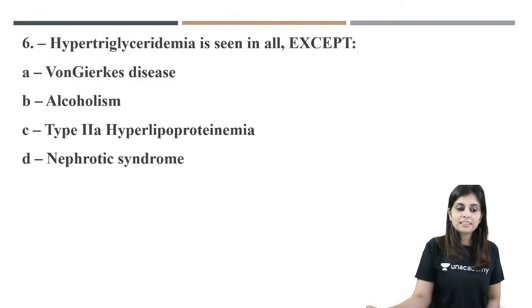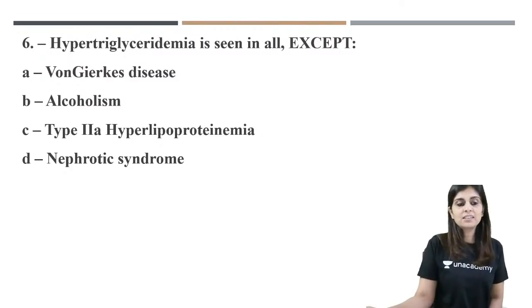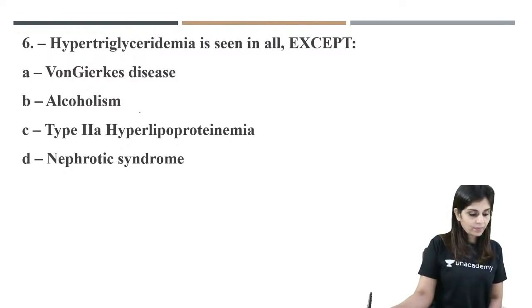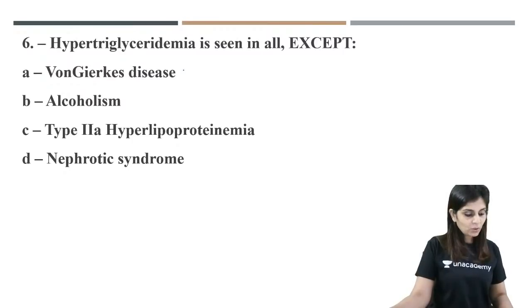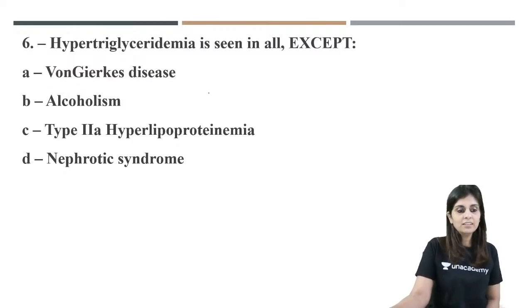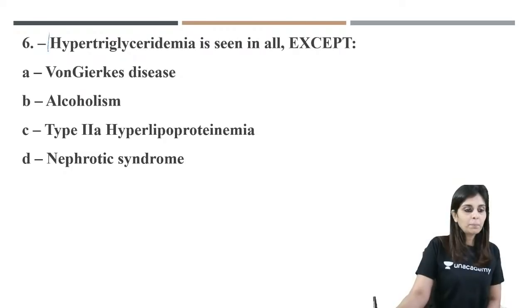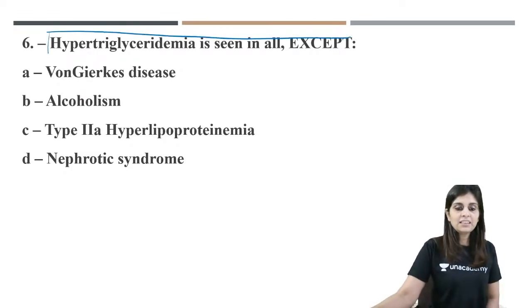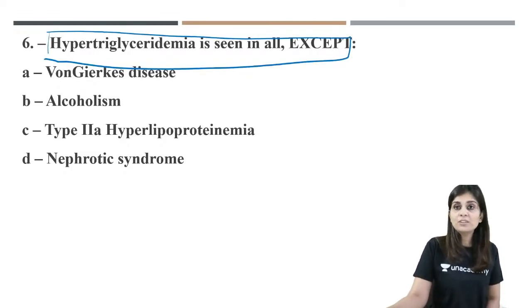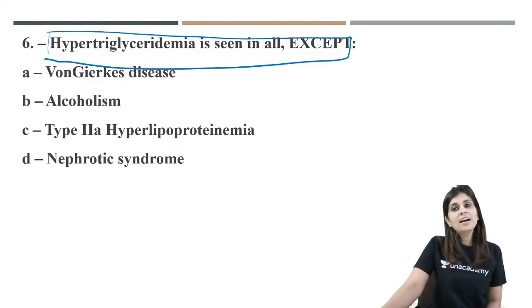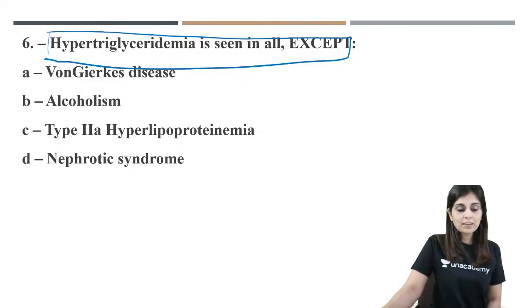I will finish the session with this because it's already almost 1 hour. Hypertriglyceridemia is seen in all except. Can you answer this? I'll give you 30 seconds to 1 minute. What is the answer for hypertriglyceridemia seen in all except? I'm going to use this question to tell you about Fredrickson's classification of hyperlipoproteinemias. At least the basics I'll tell you.